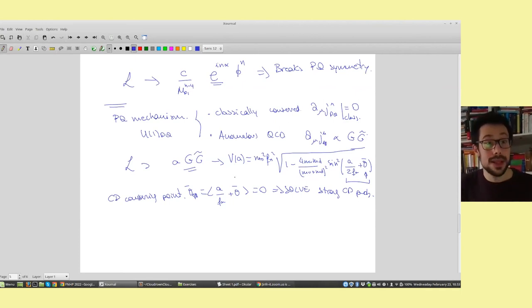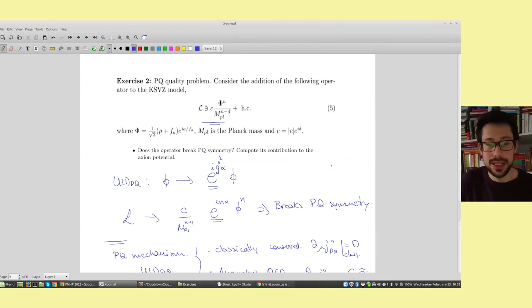However, what happens if now we introduce a new term, of the kind that I'm showing here in this equation? If we add this new term, this will generate a new contribution for the axion potential. And therefore, the minimum of the potential will no longer correspond to the CP conserving minimum. Instead, it will be displaced with respect to this value. And this means that at low energies, we would expect a non-zero value of the theta parameter.